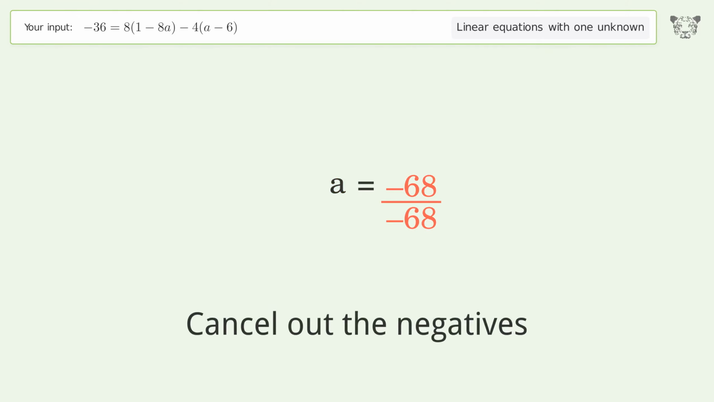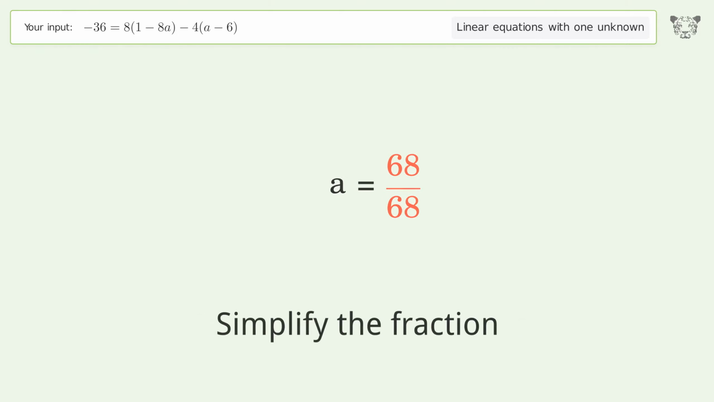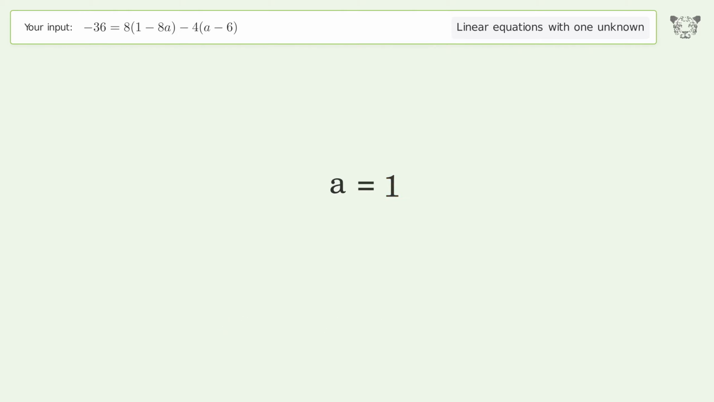Cancel out the negatives. Simplify the fraction. And so the final result is a equals 1.